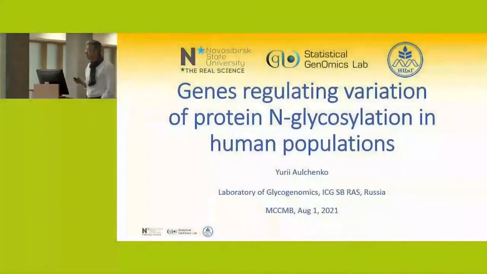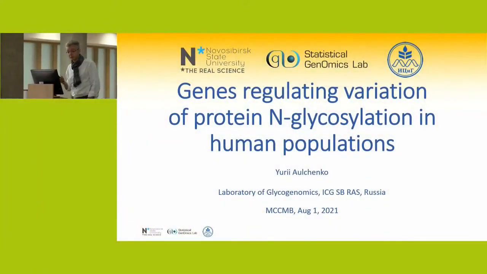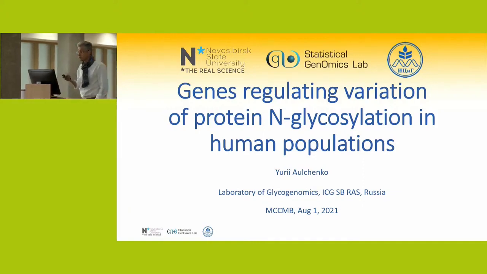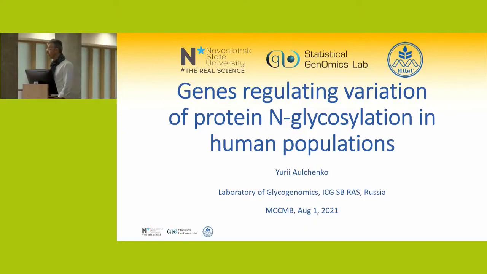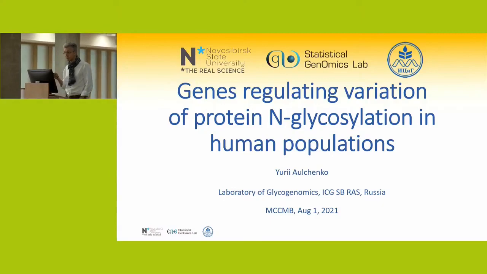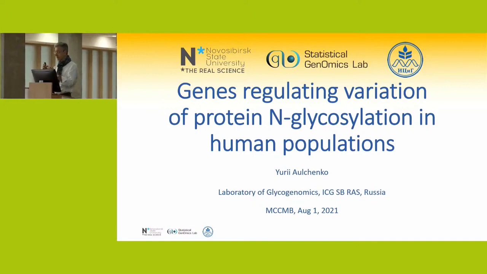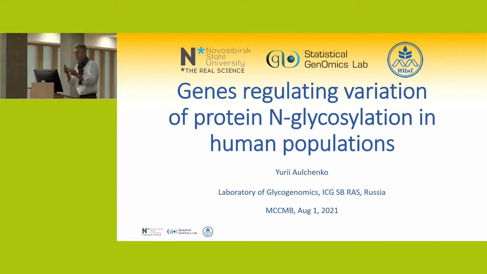Okay. Well, I'm going to present our project. It's a big project on finding genes which regulate variation of protein glycosylation in human populations. And I would like to start with reminding you that protein glycosylation is one of the most abundant post-translational modifications. It consists of adding an oligosaccharide, a glycan, to a specific glycosylation site on the protein backbone. And as such, it changes physical, chemical, and biological properties of proteins.